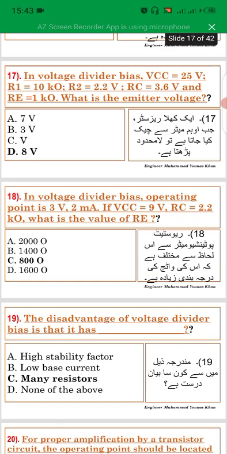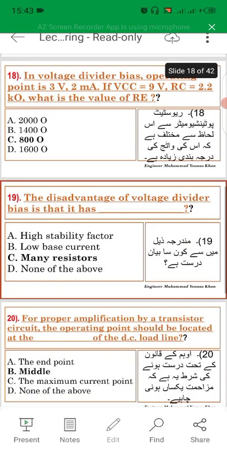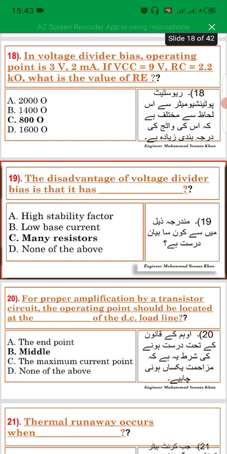In voltage divider bias, VCC is equal to 25 volt, R1 is equal to 10 kilo ohm, R2 is equal to 2.2 kilo ohm, RC is equal to 3.6 kilo ohm, and RE is equal to 1 kilo ohm. What is the emitter voltage in volt? In voltage divider bias, the operating point is 3 volt, 2 milliampere. If VCC is equal to 9 volt, RC is equal to 2.2 kilo ohm, what is the value of RE?